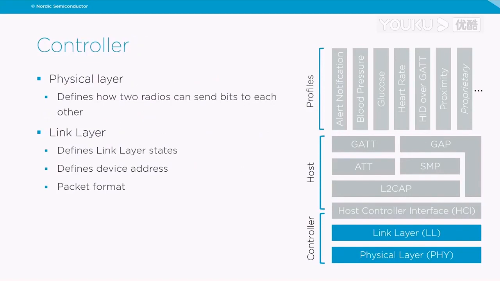Then over to the controller. It has two layers: the link layer and the physical layer. The physical layer defines how two radios can send bits to each other using radio waves, while the link layer defines the link layer states, defines the different address types and device addresses, and also the packet format that is used.